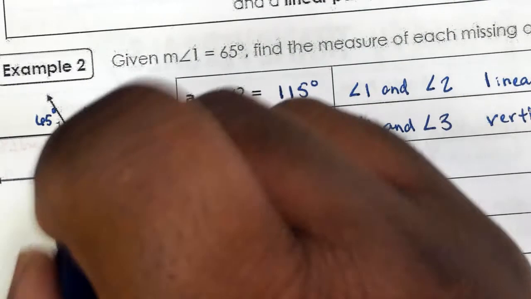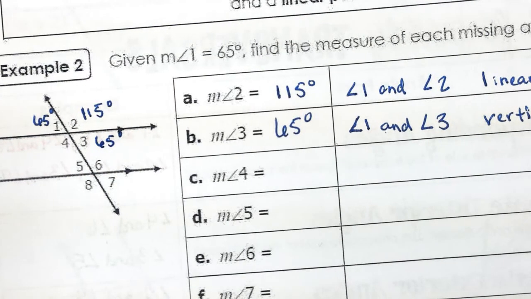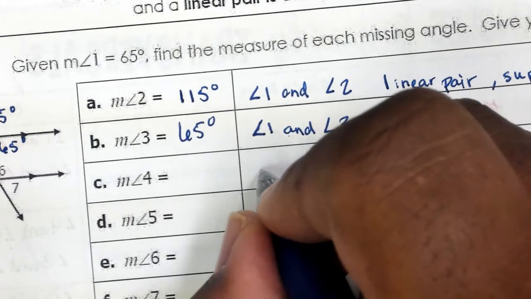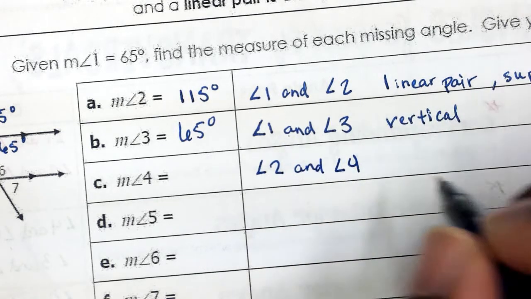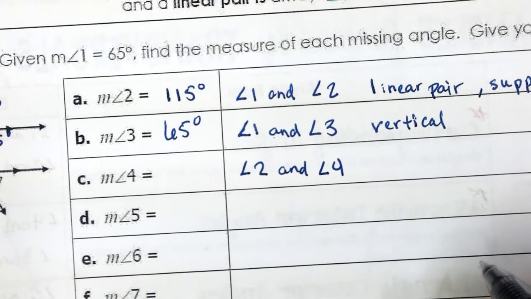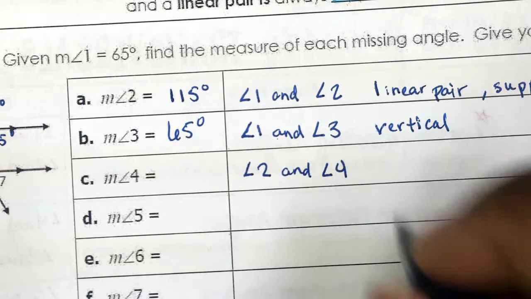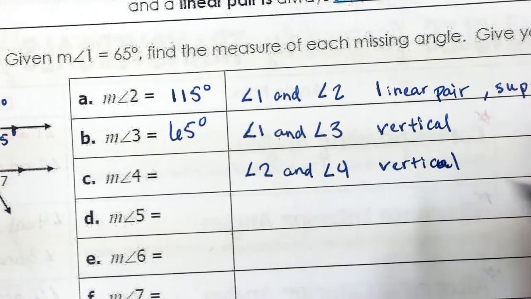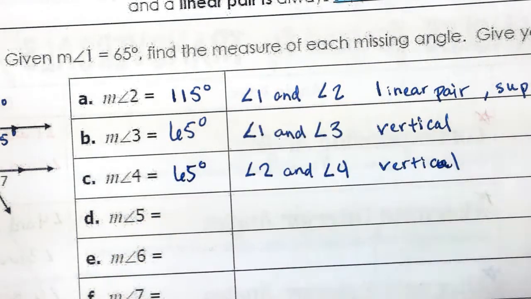So we said angle 3 was 65. Then they want angle 4. Let's go the easier route. What's the relationship between angle 2 and angle 4? Yeah, I was asking Jameen, but thank you, Devin. They're vertical. So we should know that that angle is 65 degrees as well.